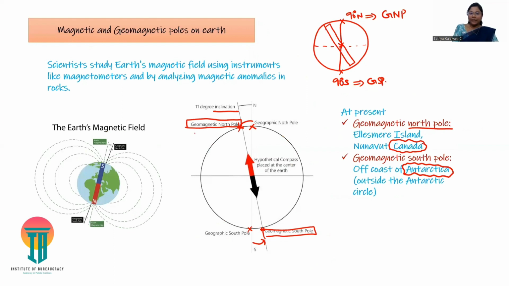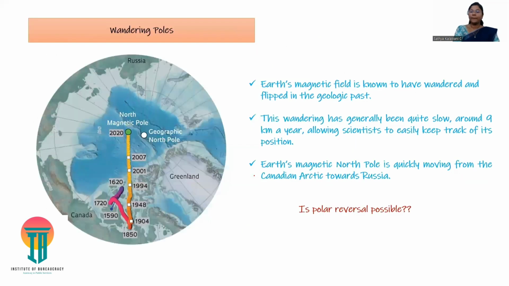From this diagram, it is the geomagnetic north pole we are talking about, and the geomagnetic south pole. Off the coast of Canada and off the coast of Antarctica is the geomagnetic pole, meaning when I connect these 2 points, it will pass through the center of earth. They are antipodal. Okay, now comes the next question: are my magnetic poles or my geomagnetic poles fixed or permanent?